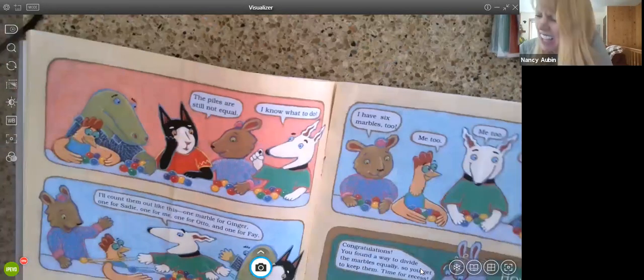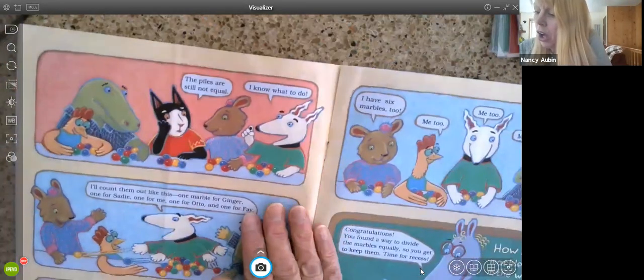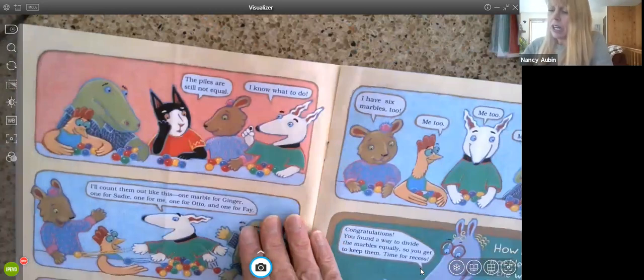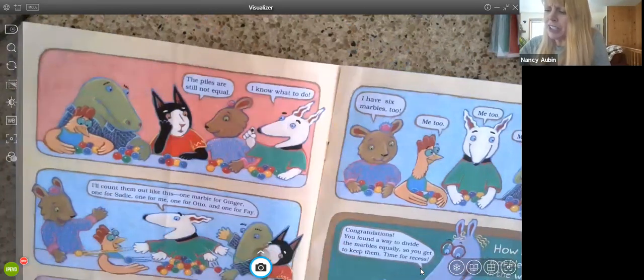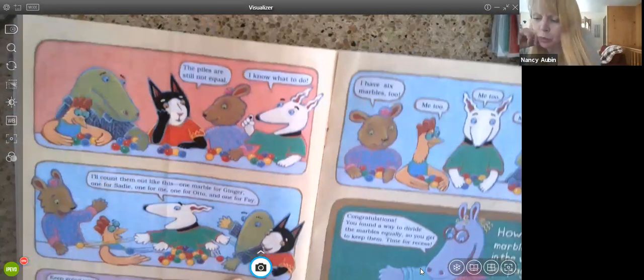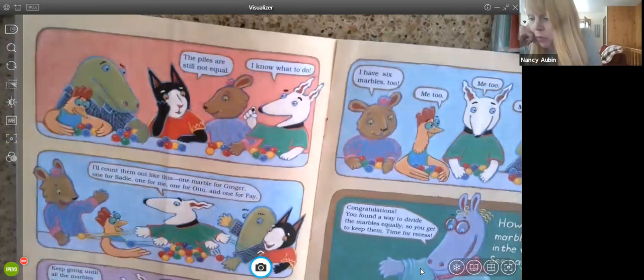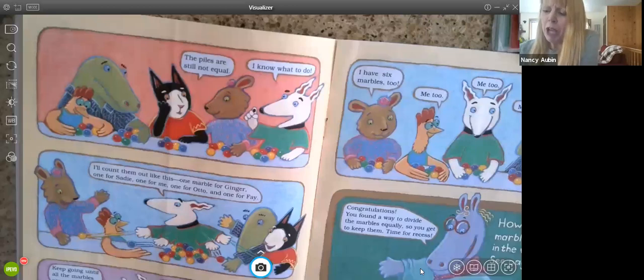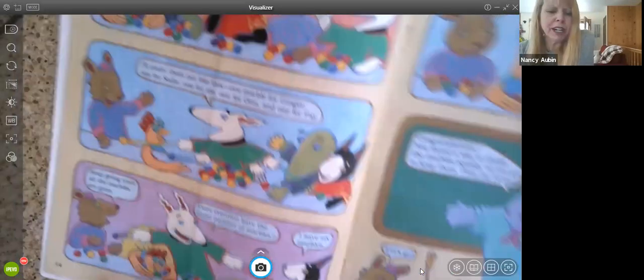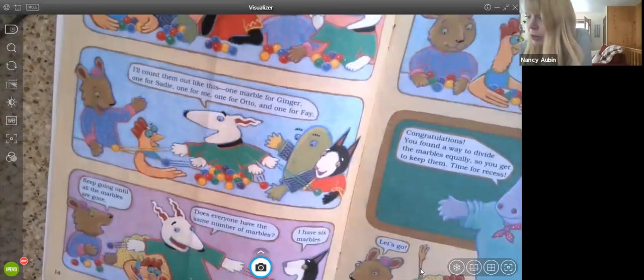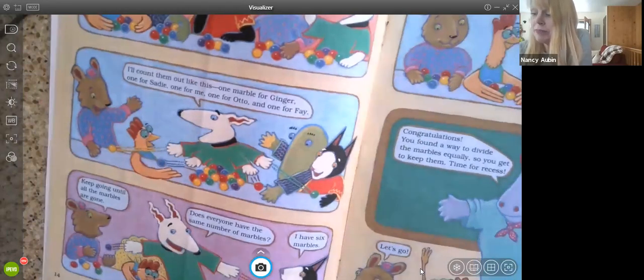Piles are still not equal. I know what to do. I'll count them out like this. 1 marble for Ginger, 1 for Sadie, 1 for me, 1 for Otto, and 1 for Faye. Keep going until all the marbles are gone. Does everyone have the same number of marbles?